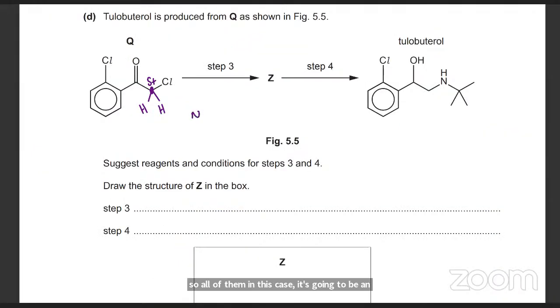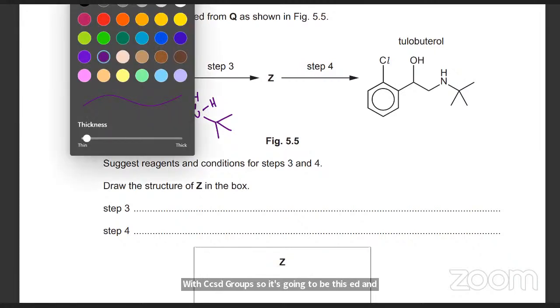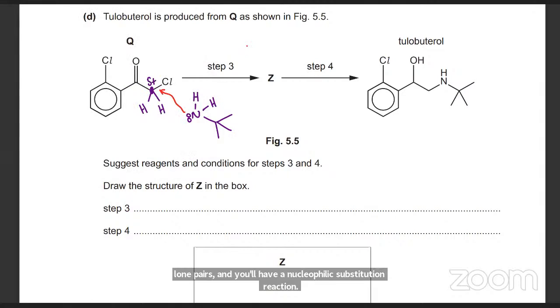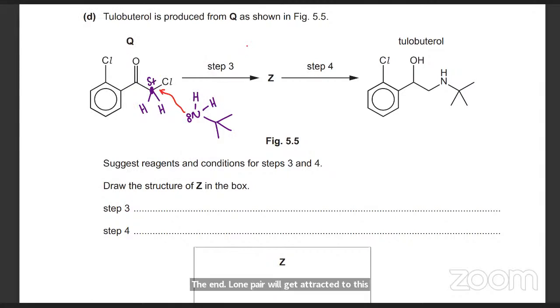It's going to be NH, which has this carbon chain that's attached to it with 3 CH3 groups. So it's going to be this NH and its lone pairs, and you'll have a nucleophilic substitution reaction. The N lone pair will get attracted to this carbon, and the Cl and the H are going to get knocked out. HCl is going to be formed. So draw the structure of Z in the box.